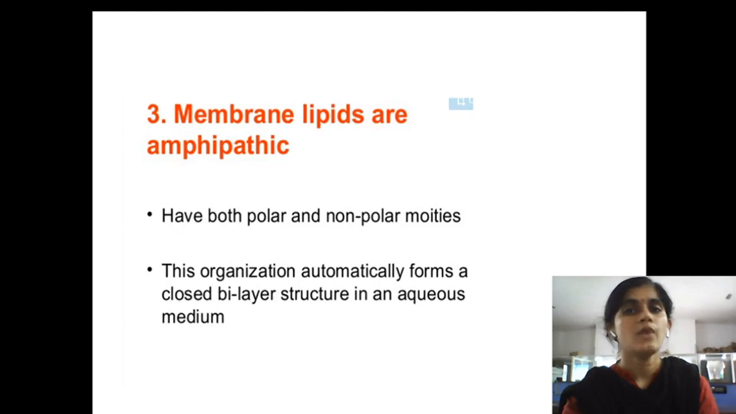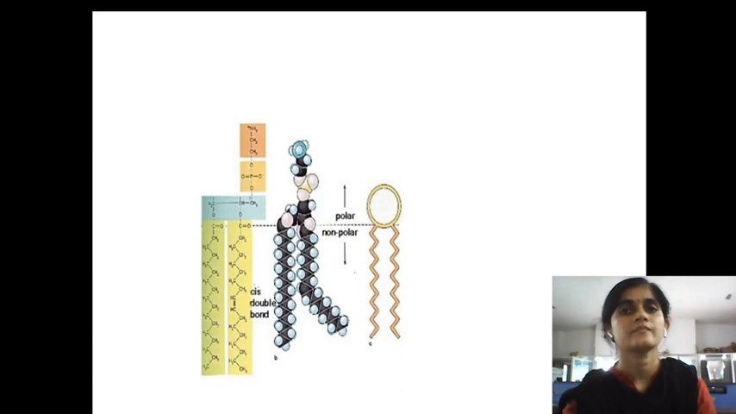All of the lipid molecules present in the cell membrane are known as amphipathic or amphiphilic, that is hydrophilic, the water-loving or polar part, and hydrophobic, which is water-hating, water-fearing, or the non-polar end. Membranes have both polar as well as non-polar moieties and interactions. This organization automatically forms the closed bilayer across the membrane. This is the non-polar and polar part which is present in the membrane.